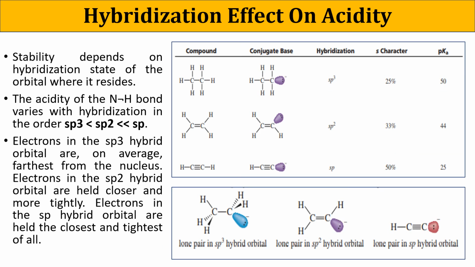Hybridization effect on acidity. Stability depends on the hybridization state of the orbital where the charge resides. The acidity of an NH bond varies with hybridization in the order sp3 is less than sp2, which is less than sp. Electrons in sp3 hybrid orbitals are on average farthest from the nucleus. Electrons in sp2 hybrid orbitals are held closer and more tightly. Electrons in sp hybrid orbitals are held closest and tightest of all.